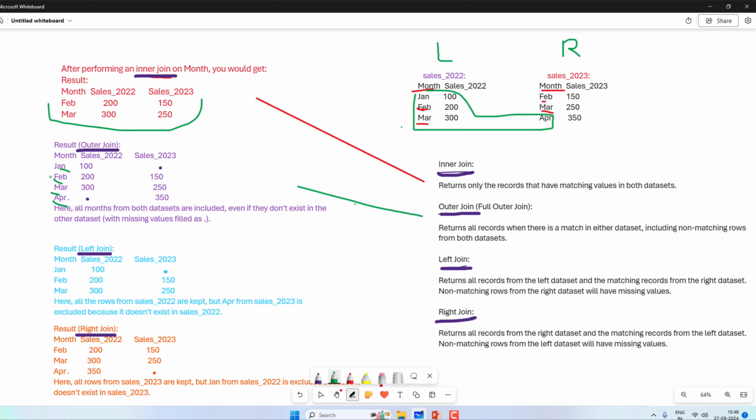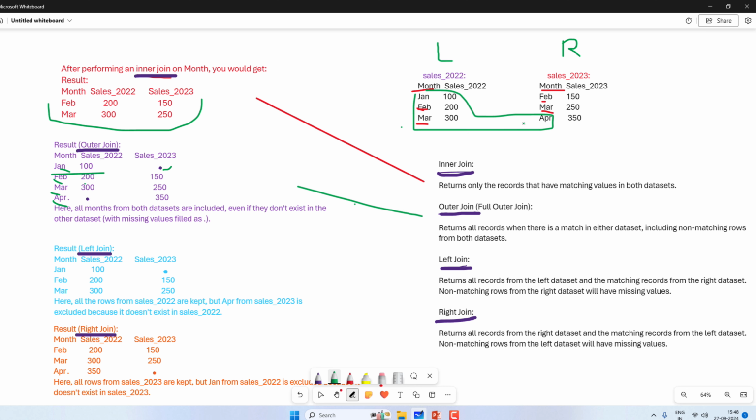If you see here, January, which is present in 2022 but absent in 2023, is given as, that is, it is numeric, right? So it is given as a full stop. And the next one, Feb, is present in both 2022 and 2023. So it is given 200 from the 2022 and 150 from the 2023 data set. And March is also the same.